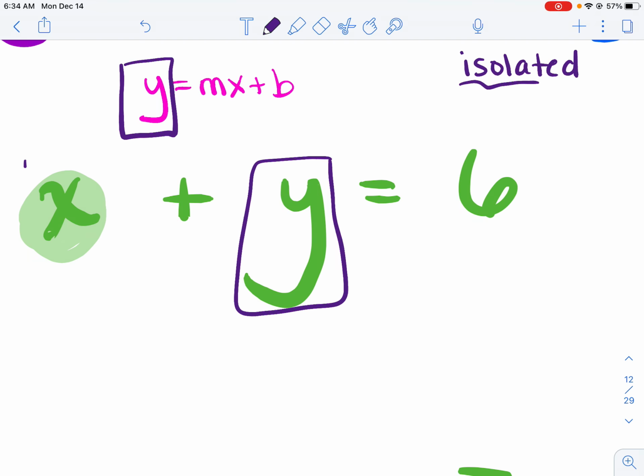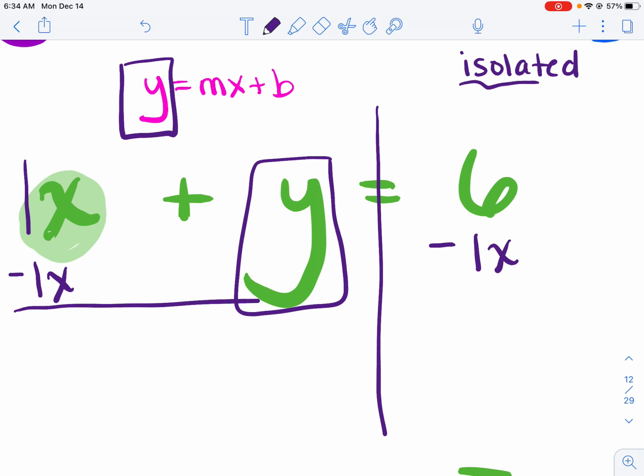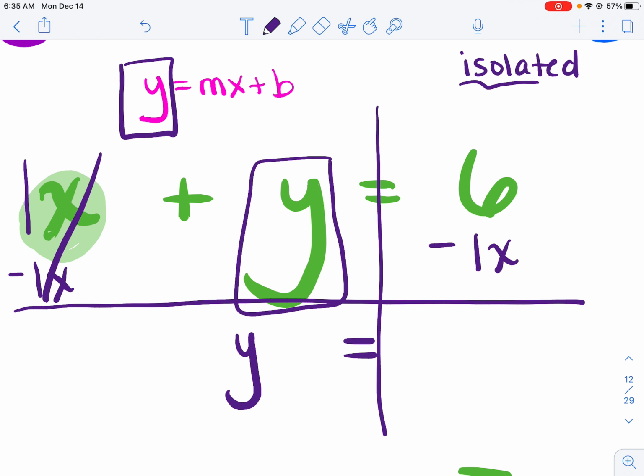Well, just a reminder, there's really a sneaky 1 in front here. So to get rid of positive 1, I'm going to take away 1x from this side. This is my equal sign, so what I do to one side, I've got to do to the other. The subtraction property of equality. These are going to cancel. Y equals, and I know it's a little spaced out.